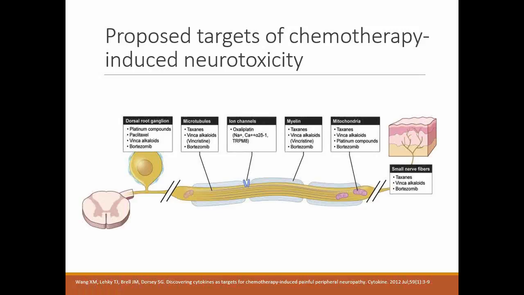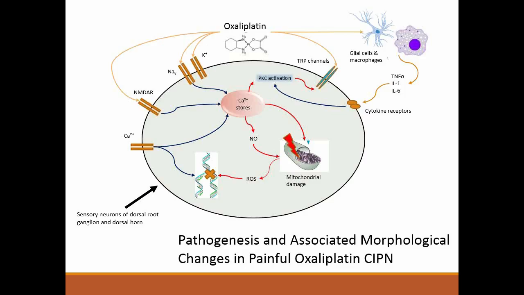Neuroinflammation, again, glial cells and astrocytes are affected by chemotherapy as well, and they will release inflammatory neurotransmitters, which also add to the boiling pot, if you like. And of course, damage to the dorsal root ganglion and the cell bodies.